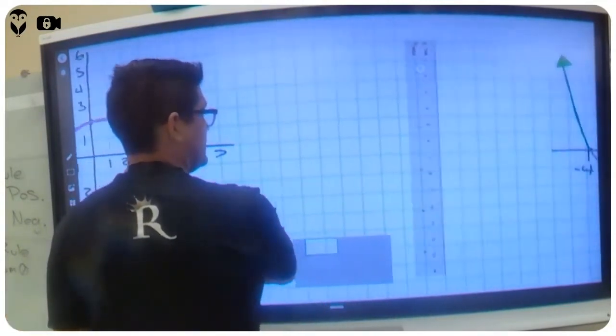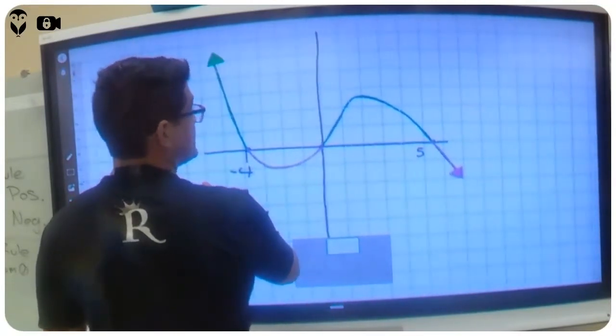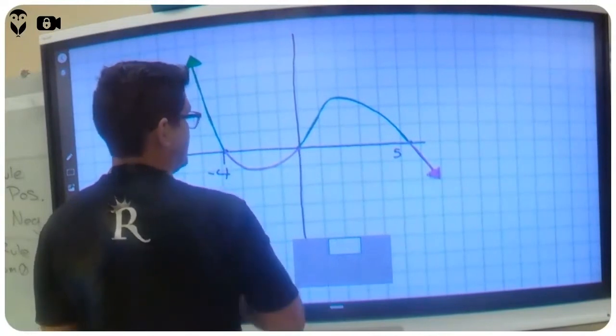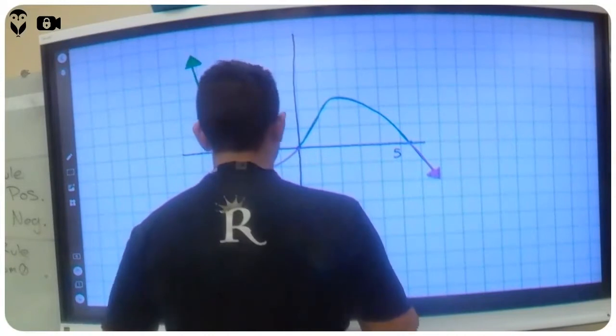All right, next one. For a second, this looks like it has a line of symmetry, but it does not. There's nowhere you can fold it so that this lands on that. So it doesn't have symmetry.